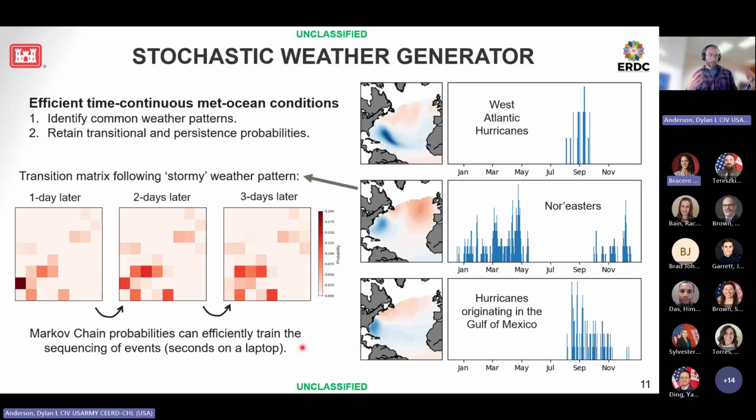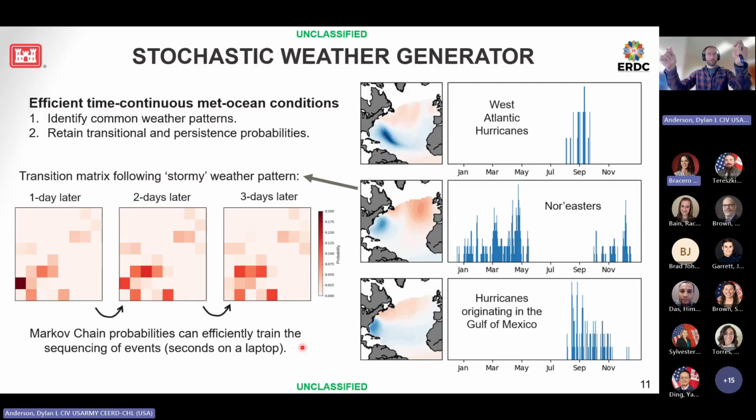This is called a Markov chain. So a Markov chain is basically me understanding transition probabilities from one state to another state. A first order Markov chain only knows about 1 day later. A second order Markov chain knows about 2 days later. So these are the additional details that we're going to hand off to our ALR model.